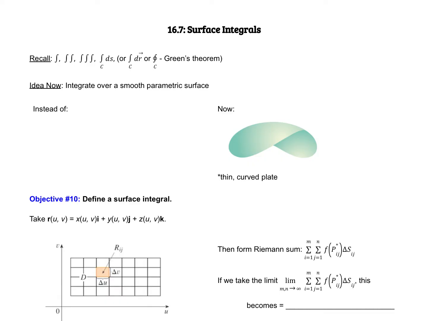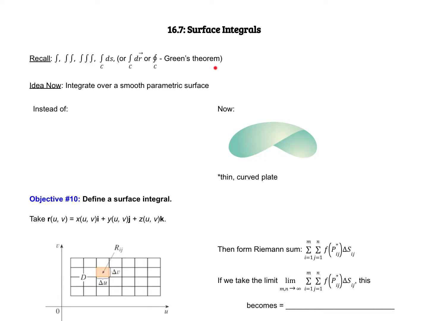So before we even talk about a surface integral, let's talk about what integrals we've done so far. We've done a single integral, a double integral, a triple integral. We've done a line integral. And remember, the line integrals can look different. The C represents the line integral, and sometimes you have ds. Sometimes you have dr. Sometimes you have the line integral with that little circle, which tells us that we have a simple closed region, and so we can use Green's theorem.